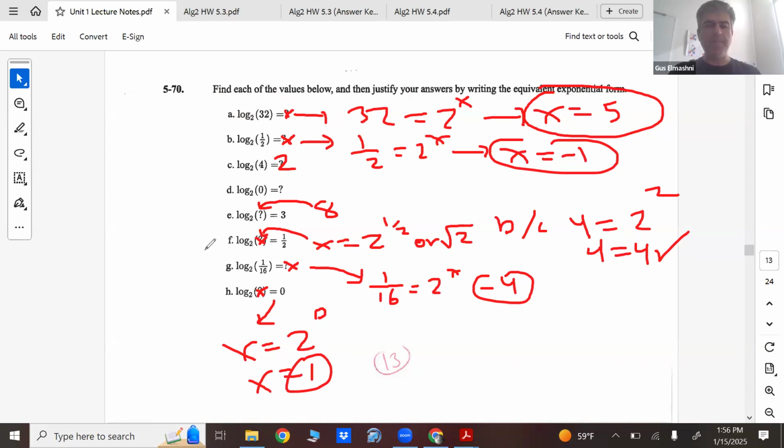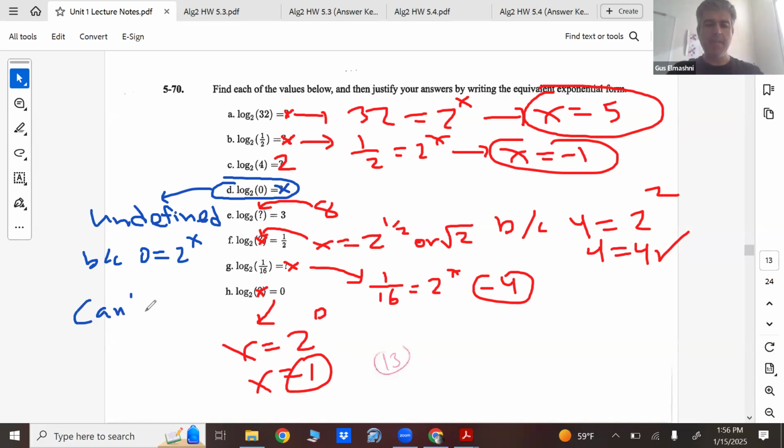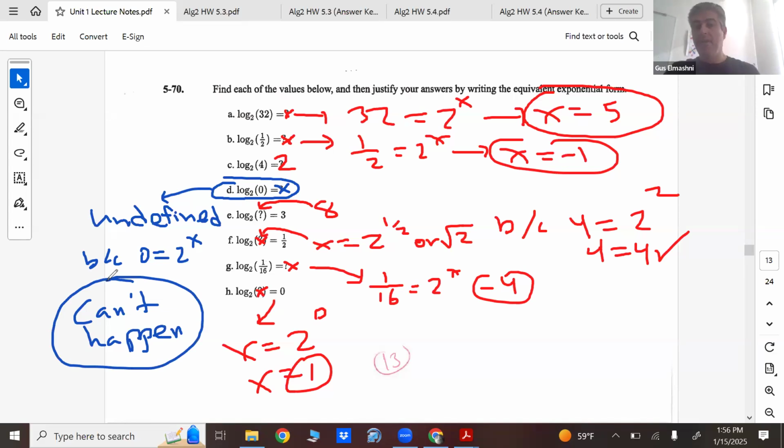Now, I didn't do D yet, because D is a funny situation. Yeah, that's going to be undefined. That's a proper way of expressing the answer for that one. That's because 0 equals 2 to the x can't happen. Because you can't multiply 2 a bunch of times to get 0. That's just impossible.